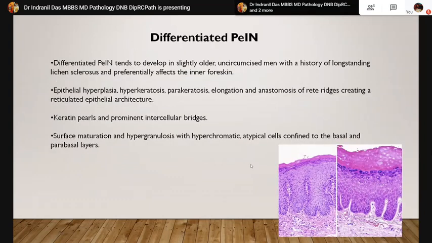This is differentiated penile intraepithelial neoplasia. They tend to develop in slightly older, uncircumcised men with a history of long-standing lichen sclerosus, and they preferentially affect the inner foreskin. There is presence of epithelial hyperplasia, hyperkeratosis, parakeratosis, elongation and anastomosis of rete ridges. Keratin pearls and prominent intercellular bridges are seen. Surface maturation and hypergranulosis with hyperchromatic atypical cells confined to the basal and parabasal layers are found.